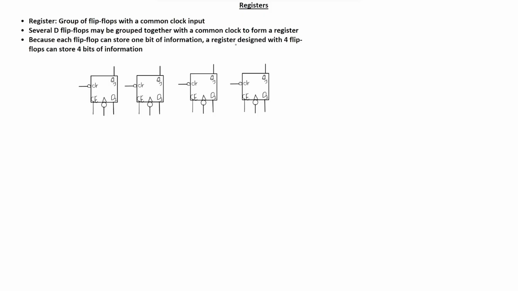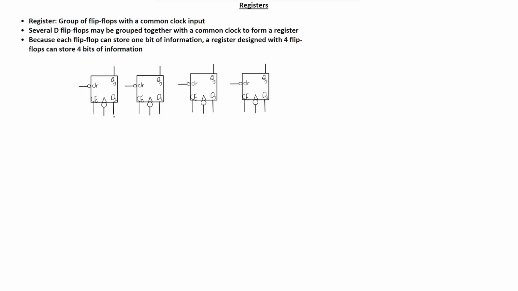So for example, a register designed with 4 flip-flops can store 4 bits of information, and a register formed with n flip-flops can store n bits of information. So let's design a register that can store 4 bits of information. Here I used 4 D flip-flops, and as we saw in one of the previous videos, we can have the clock enable input, and we can have a clear input as well.